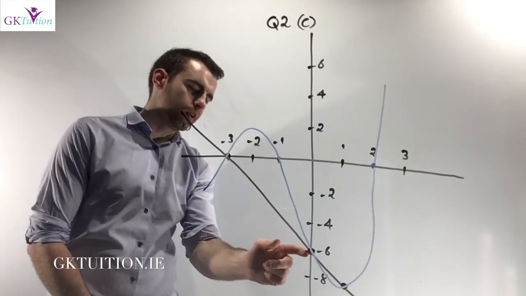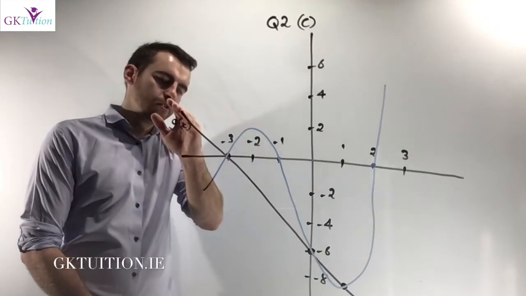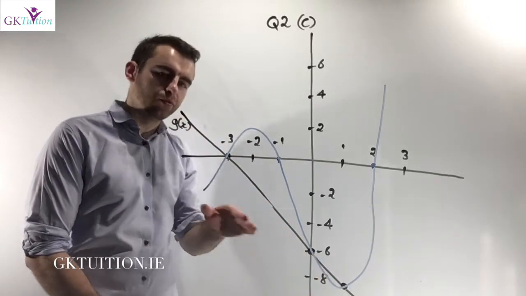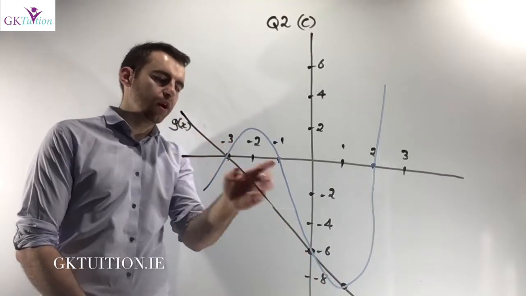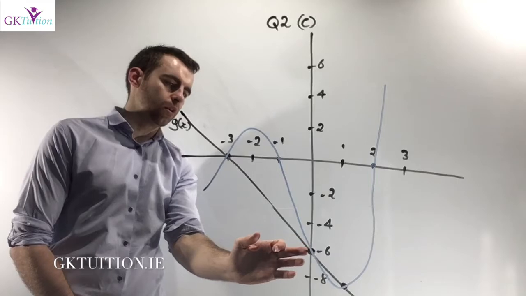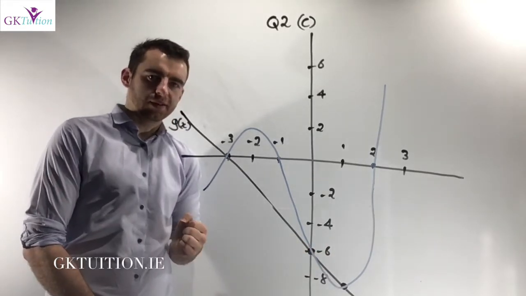You'll notice that the curve passes through all 3 of those points. You then join up those 3 points using a ruler and you get your 5 marks. The 3 points of intersection between the line and the curve are minus 3, 0, 0, minus 6, and 1, minus 8. And that gets you 5 marks in that case.